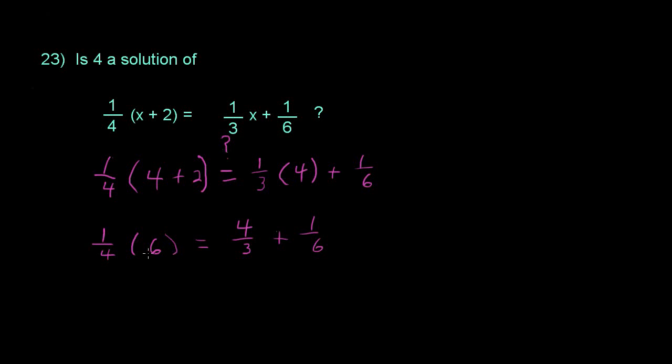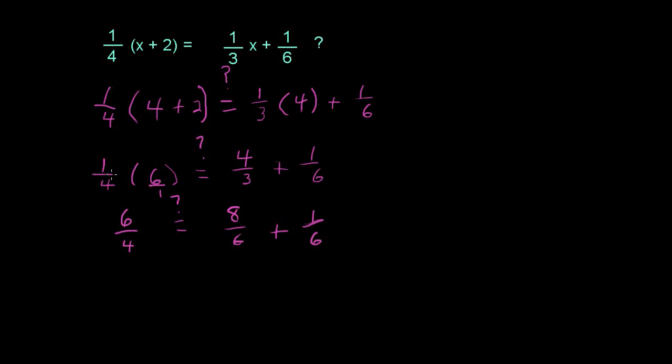Okay, and now the next thing that we can do on the left side is do a multiplication. And so 1/4 times 6 over 1 is 6 over 4. You just multiply the numerators and the denominators together. And by the way, we still don't know if we have something that's equivalent on both sides of the equal sign. So let's rewrite 4/3 as 8/6 because we want to add it to 1/6, and we need an equivalent fraction, and 8/6 is equivalent to 4/3.